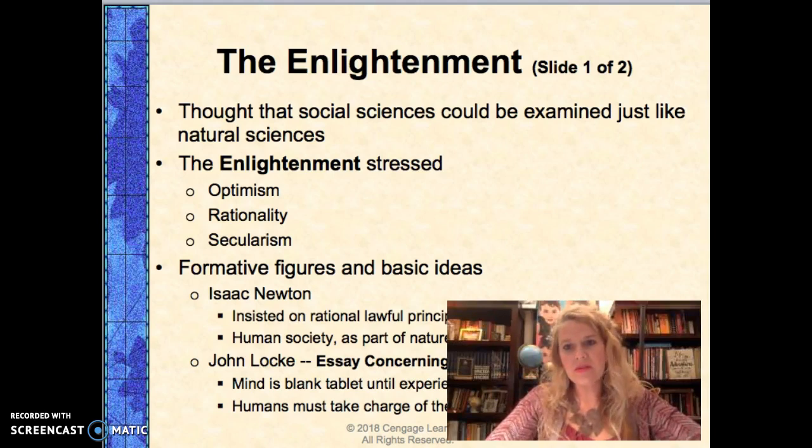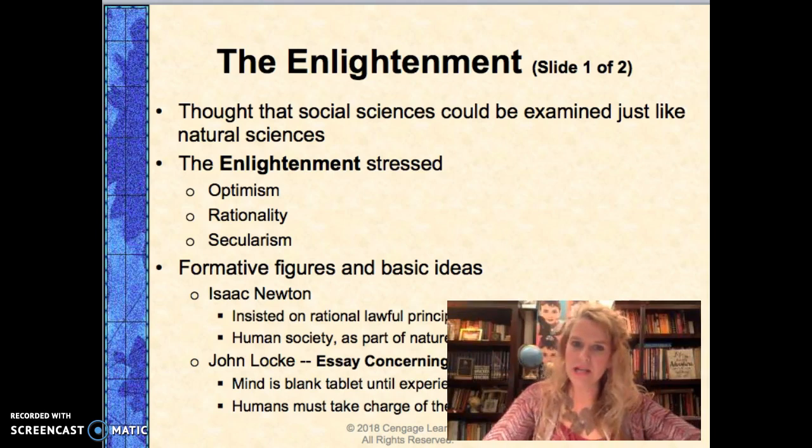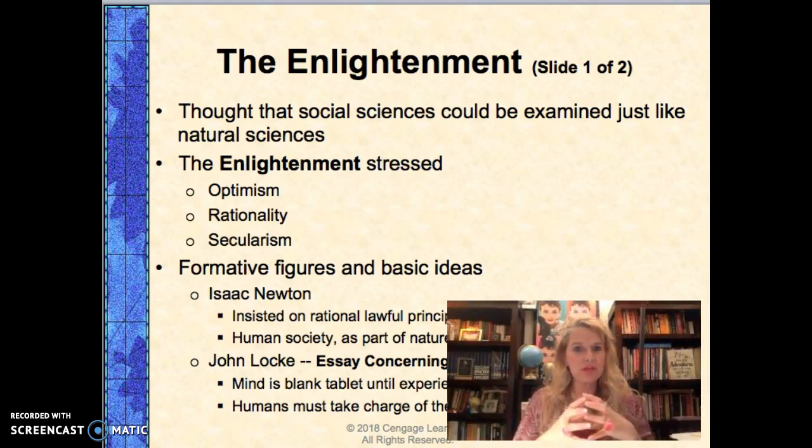And they thought that the social sciences could be examined just like natural sciences: optimism, rationality, secularism, kind of dividing it from the church, because when the church had control, they wouldn't let that knowledge out. You would be burned at the stake if you disagreed with their science.